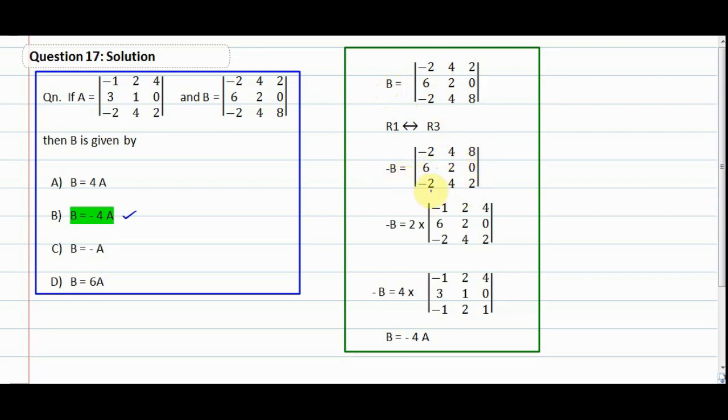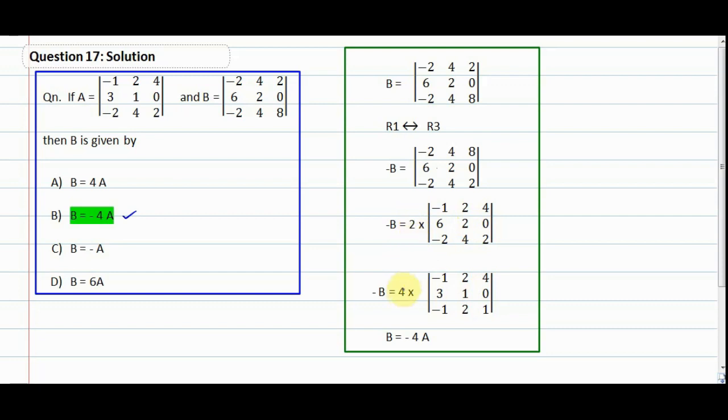Okay, now here in the first row we may take 2 as a common factor, and if you take that outside, we may modify this determinant as 2 into the determinant of minus 1 2 4 6 2 0 minus 2 4 2. Okay, now here in row 2 also 2 is a common factor, so we may take out that 2 outside. So when we take 2 outside from row 2, we will get 3 1 0 here. Okay, and this 2 will become 4.